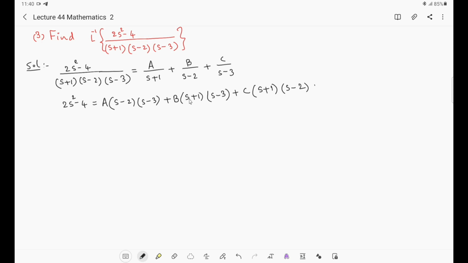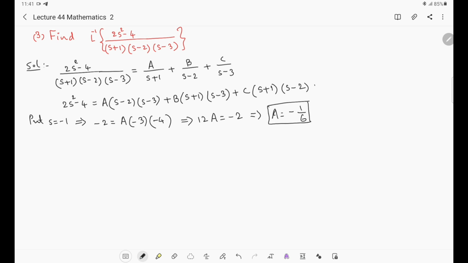Right? Now we have to cancel out these two terms to find the value of a. For finding the value of a, put s equals minus 1. When we put s equals minus 1 here, what will happen? 2 minus 4 we will get. So 2 minus 4 is minus 2. So minus 2 equals a into, minus 1 we are putting, minus 1 into minus 2 is minus 3, and minus 1 into minus 3 is minus 4. So what we will get from this? We will get 4 3s are 12a equals minus 2. Then a equals minus 1 by 6. Right? The a value we got is a equals minus 1 by 6.